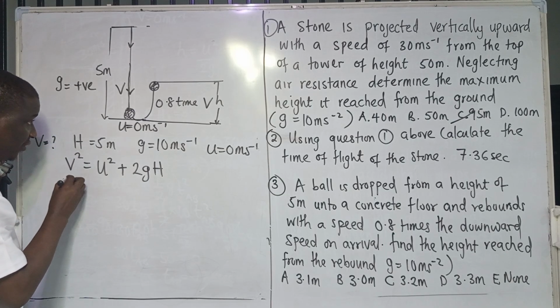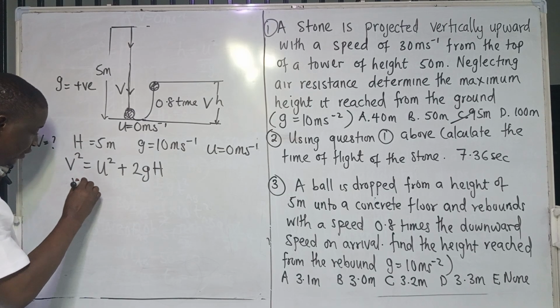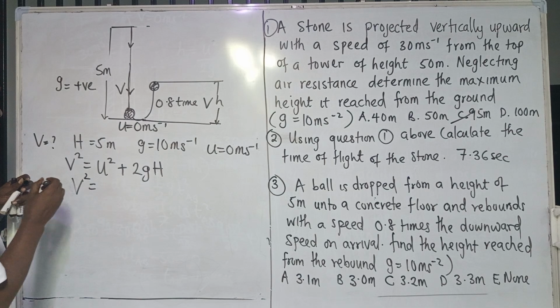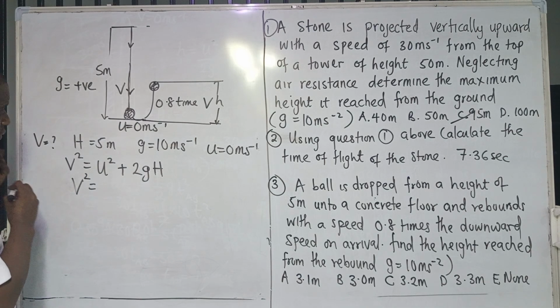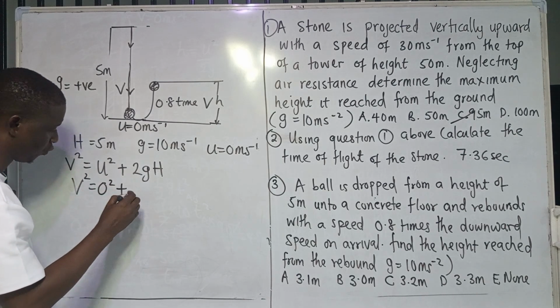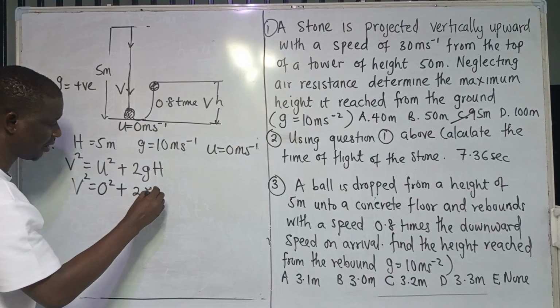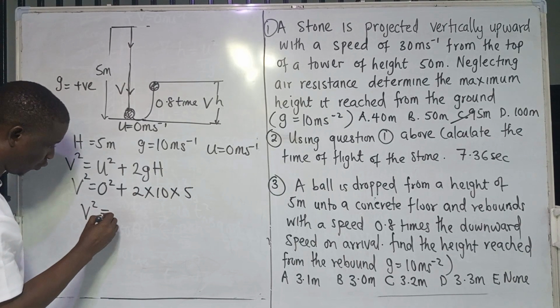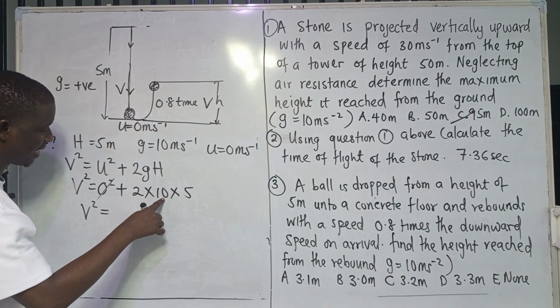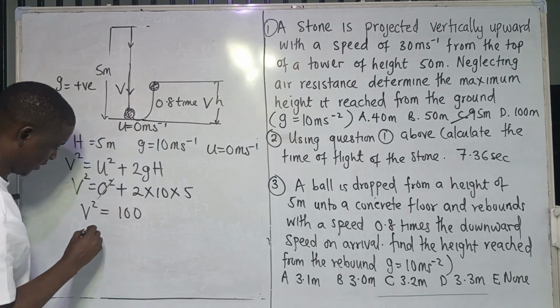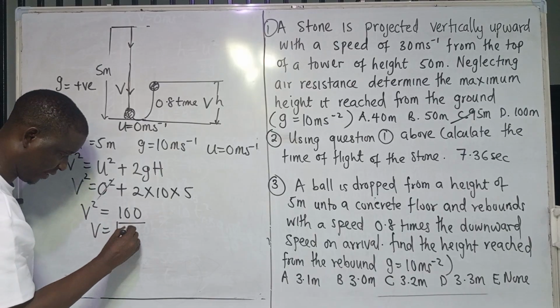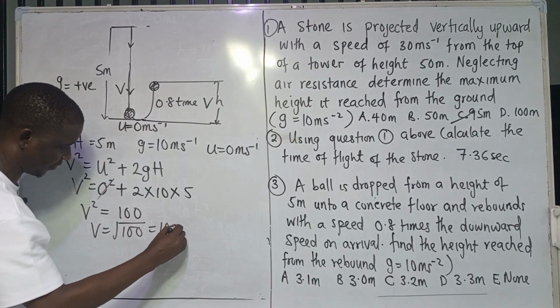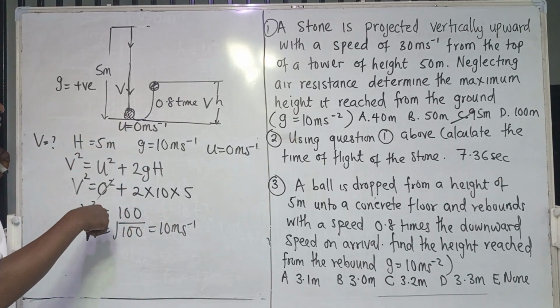This one will now be what? Not zero. v squared is equal to u squared plus 2 times 10 times 5. So v squared equals 0 plus 2 times 10, which is 20, times 5, giving 100. What is v? The square root of 100 is 10 meters per second. That is the velocity on arrival.